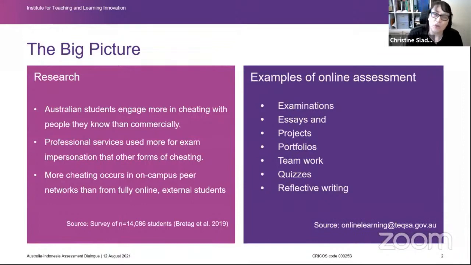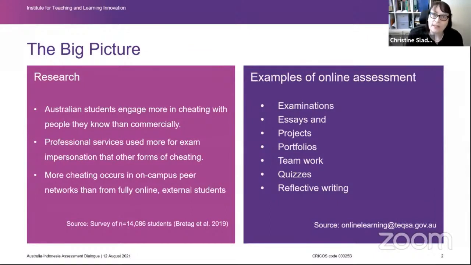So when we have commercial contract or ghost writing services, they tend to go more to people that they actually have some relationship with. And professional services were not used so much for online cheating, but more for examination impersonation. And that's something I think as a sector we haven't really addressed yet. And we live in the comfort that the on-campus centralized invigilated exams were very secure, but students are telling us that they do actually cheat in exams.